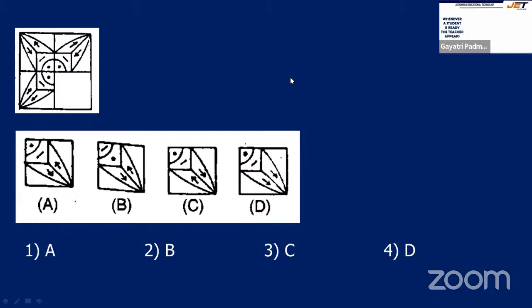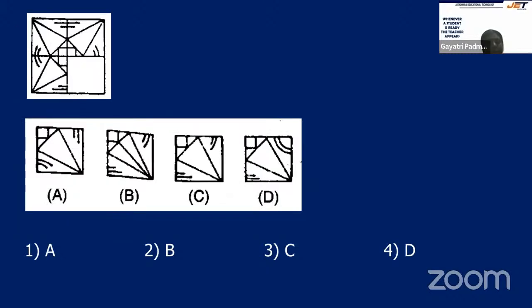Is it option 1, 2, 3, or 4? Your 30 seconds is almost over. Let's see the answer. It is option A. Yes. So your next question, we have another design. So one part is still not done, so you need to do that. Is it option A, B, C, or D?